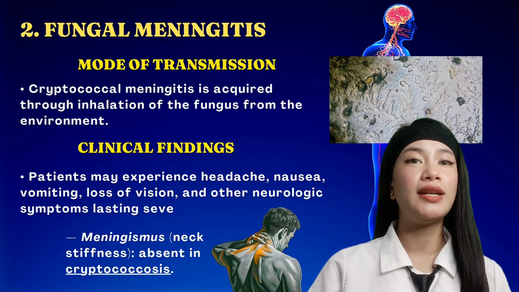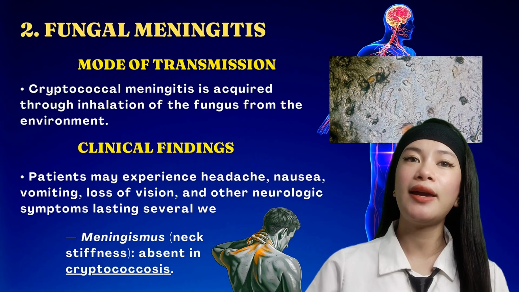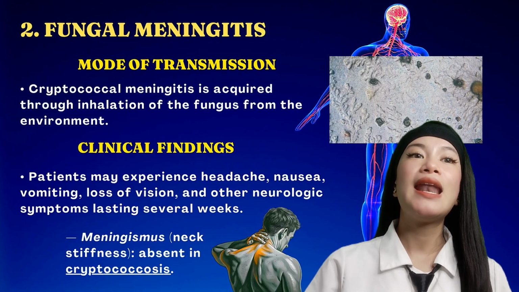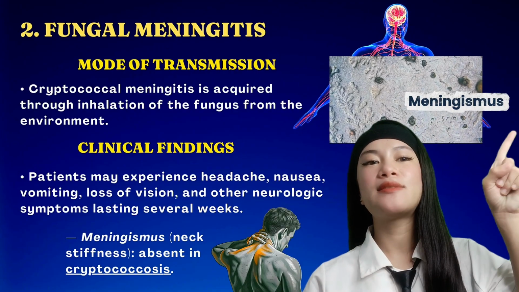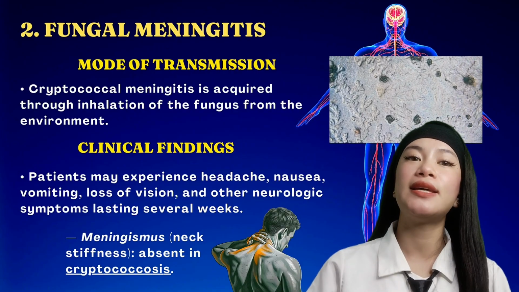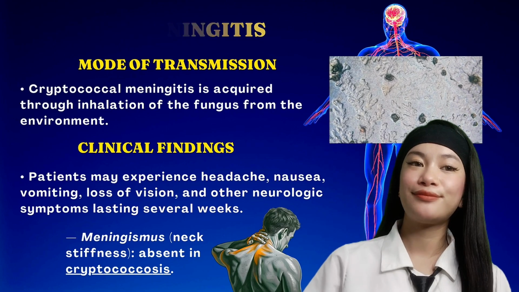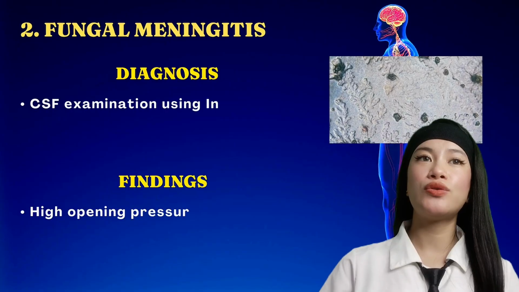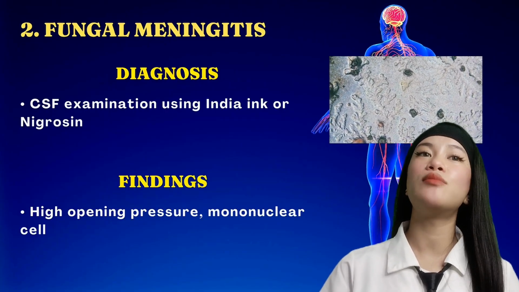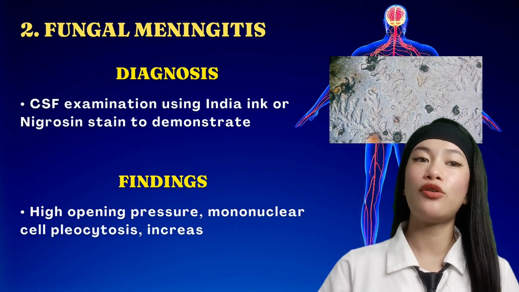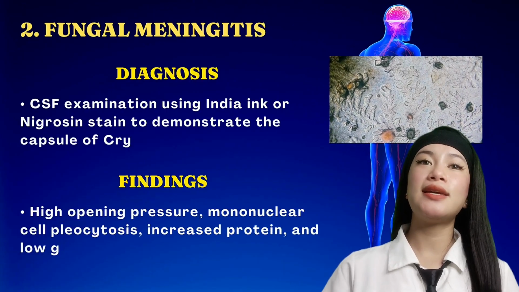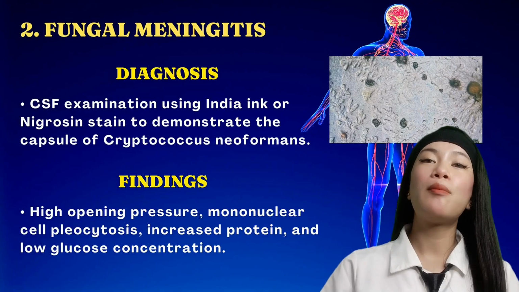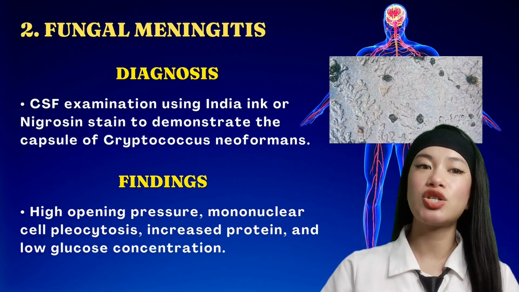Then the clinical findings: patients may experience headache, nausea, vomiting, loss of vision, and other neurologic symptoms lasting several weeks. Meningismus or neck stiffness is usually absent in cryptococcosis. Then for its diagnosis, it is diagnosed by CSF examination using India ink or nigrosin stain to demonstrate the capsule of Cryptococcus neoformans. For its findings, it is high opening pressure, mononuclear cell pleocytosis, increased protein, and low glucose concentration.